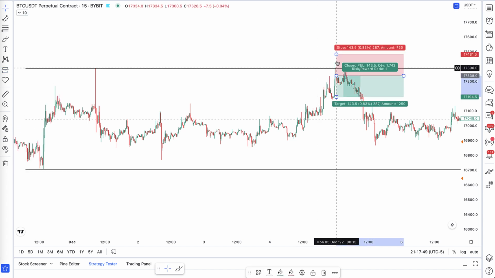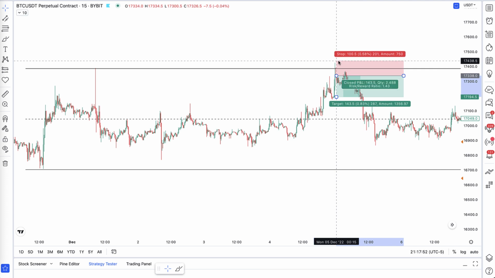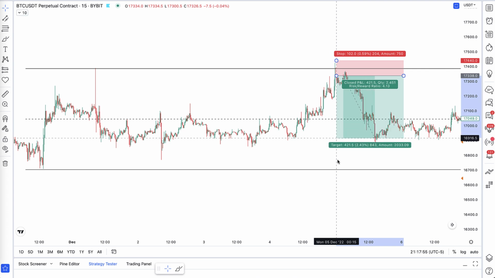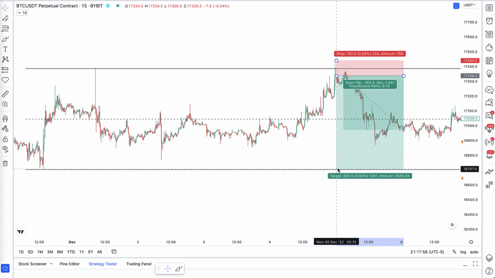Even if it's a little bit over here, we can set the stop a little bit above that wick, because in theory it should hold, and we're looking to target the range lows. And you can see the ROI on this is huge if you're right. If you're wrong, you lose 1 R.